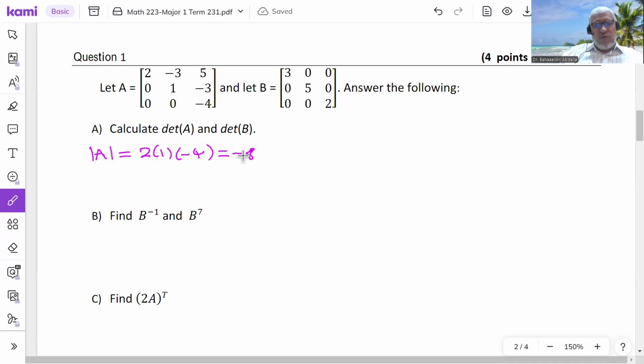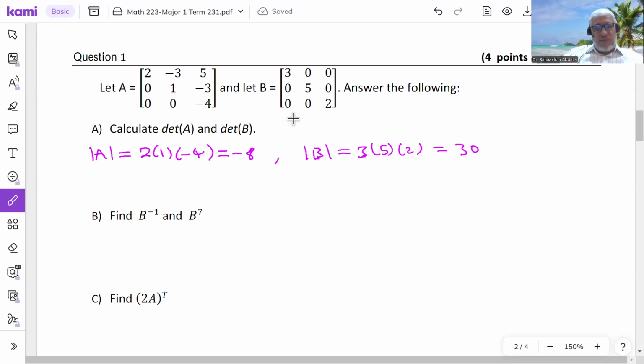Also, if you try to solve it by cofactor expansion, you can expand along the first column. So it would be 2 times this determinant, which is again -4. So you can see easily that this formula is accurate. The determinant of B: B is a diagonal matrix. So of course the determinant would be the product of the numbers on the main diagonal. So 3 times 5 times 2, and that's 30.